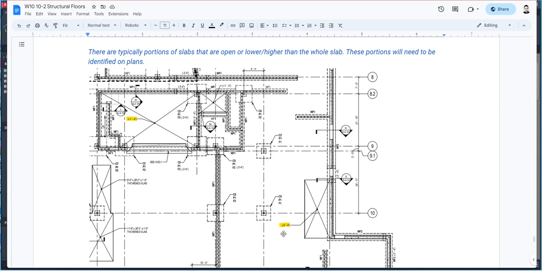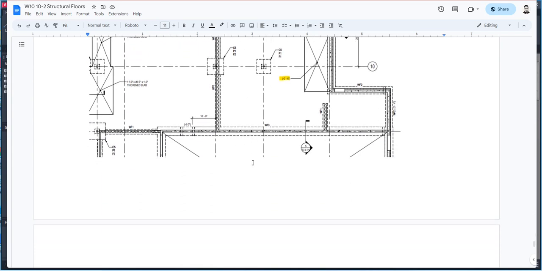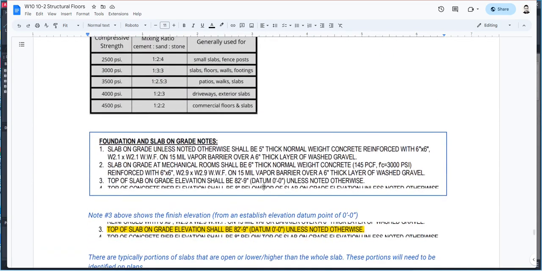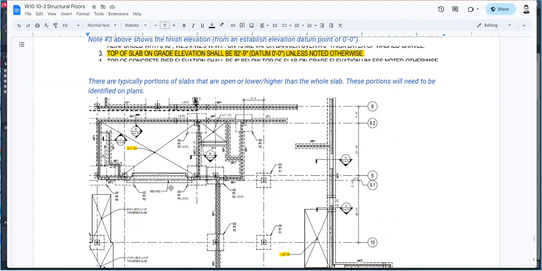Okay, so in this case, this one says negative. So this one is 6 inches below everything else. That's what it says. And this one is positive 1 foot 4, so this is elevated above everything else. Okay, so what we're going to do is we're going to do notes like this in AutoCAD, and we're going to make sure that we take care of which slabs are lower than the rest.